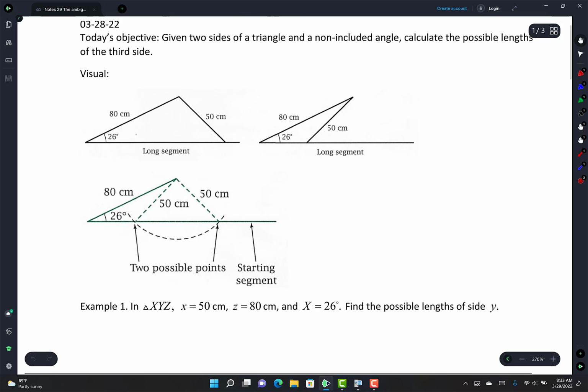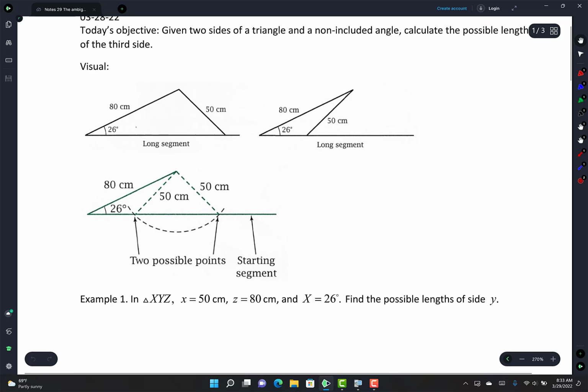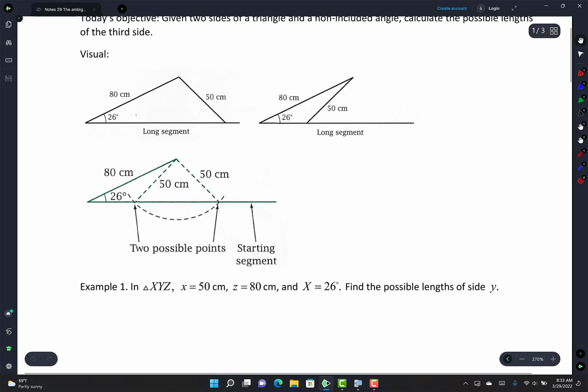All right, guys. So here we go. Now we're finally gonna start. So this is the ambiguous case. I wasn't actually going to go over this, but I felt compelled to go over it because this question does come out on math placement exams. So I was like, you know what? Let me just do it.